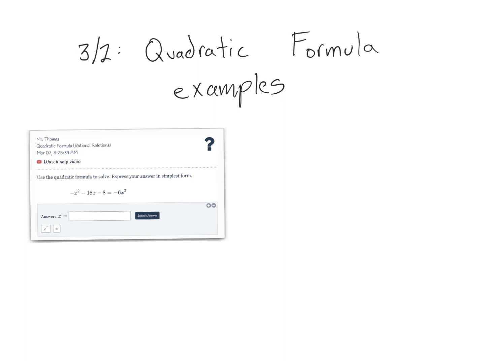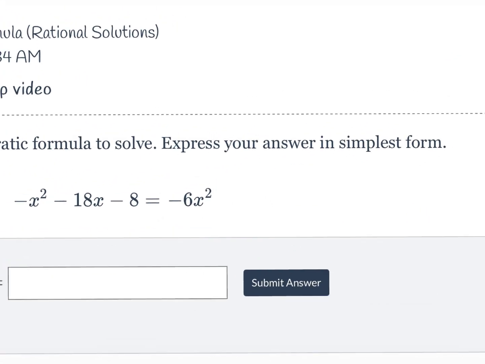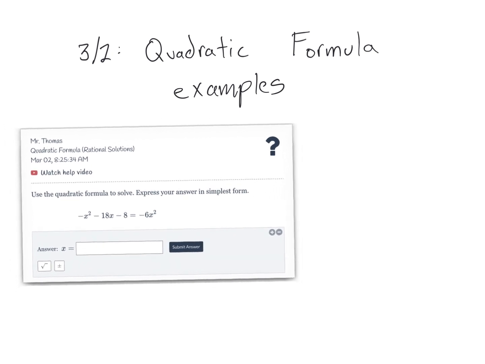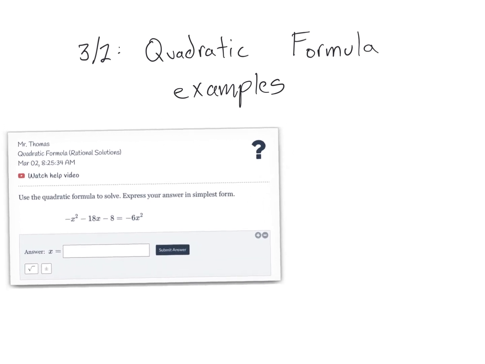It asks us to use the quadratic formula to solve. Express your answer in simplest form. So, quadratic formula on that quadratic equation on the bottom. I will show you what the quadratic formula is. It's a big whole thing. But usually if you have a quadratic, you set it equal to 0. And notice, there's also an x. So set it equal to 0 is what I'm saying.